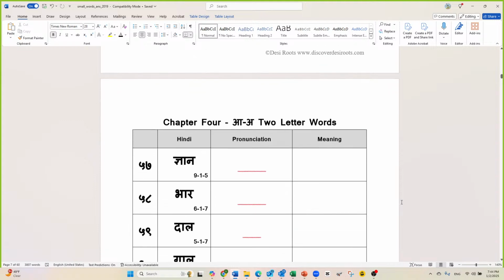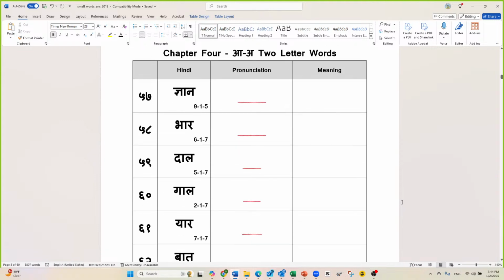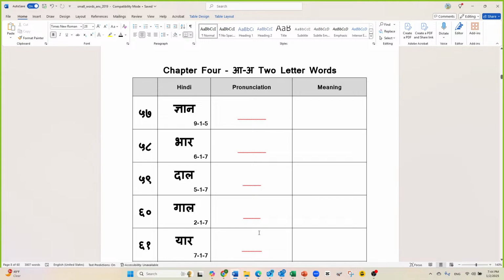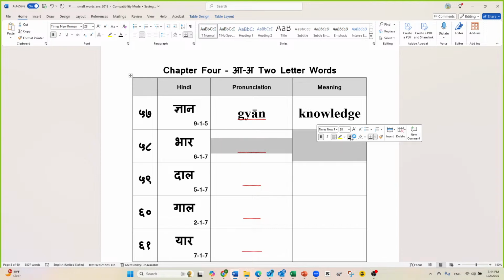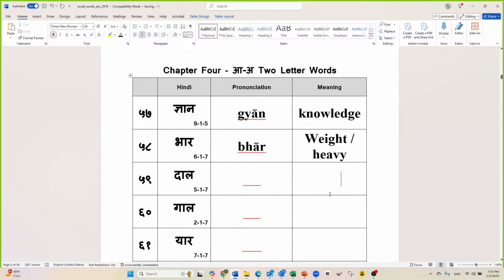Okay. Dhruv, can you read the next word for me? Gyan. And Gyan means knowledge. Okay, Kavinav, read the next word for me. Bhar. And bhar means weight or something which is heavy.